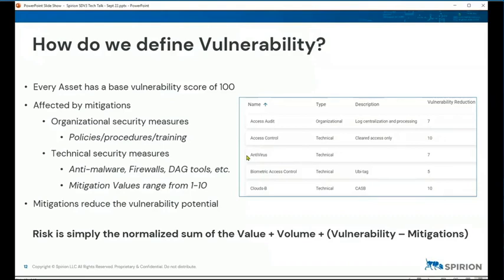Now these mitigation values can range from 1 to 10. And understandably, depending on your deployment, we allow you to set these vulnerability reduction scores inside the organization based on what you believe the effectiveness is of the mitigation. We do have suggestions that you can use out of box. However, we can allow you to adjust these scores based on what you have inside your organization. The last little bit is risk is simply the normalized sum of the value plus the volume and the vulnerability less the mitigations, and that will give you a size and a plot on the graph.